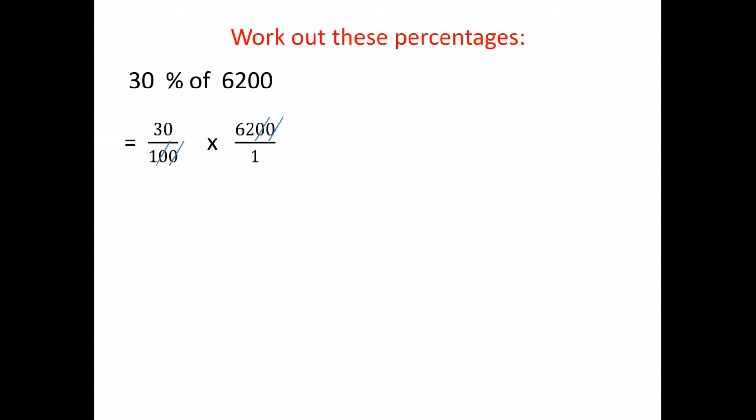What do I multiply? I multiply the two numerators together and the two denominators together. You can do this in your margin. Multiply 30 times 62. It will give you 1,860, and of course 1 times 1 will give you 1. And you know that anything over 1 will give you the same number.